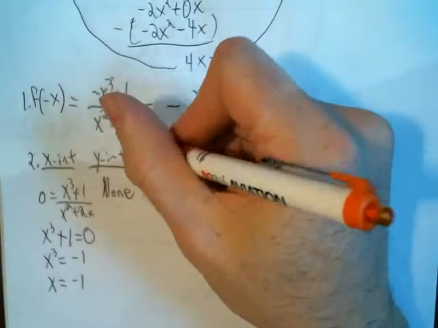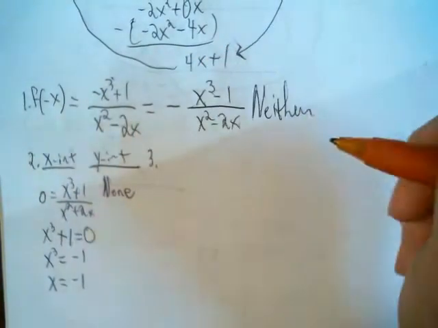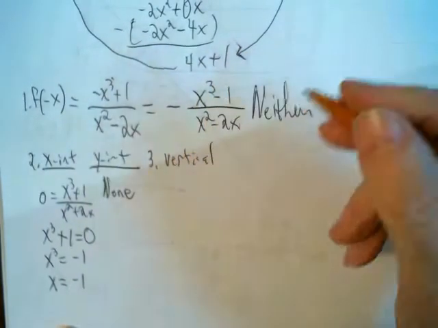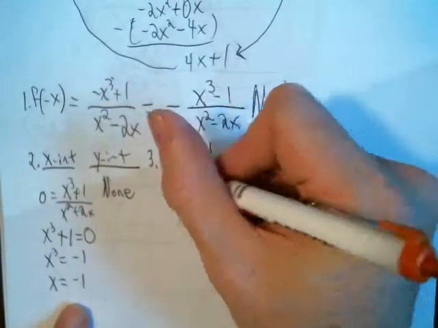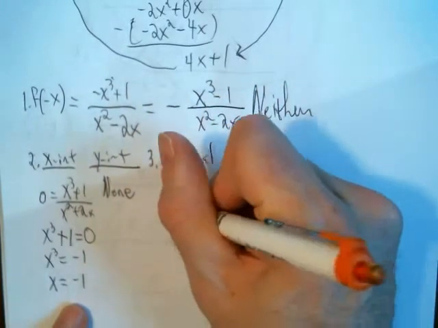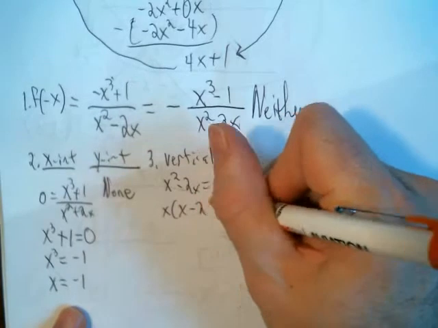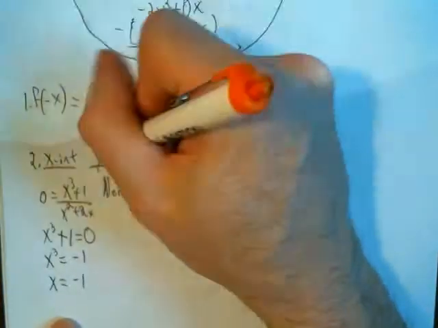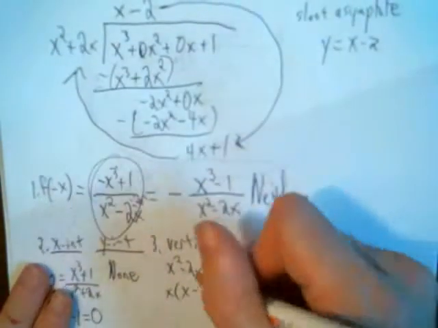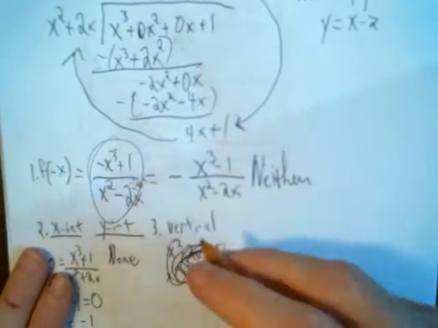Okay, so let's get the horizontal and vertical asymptotes. First the vertical: if you take the denominator and set it equal to 0. Oops, I'm playing around with the wrong equation. It's this equation up here. Sorry, I'm in a bit of a hurry. I've got to go somewhere.